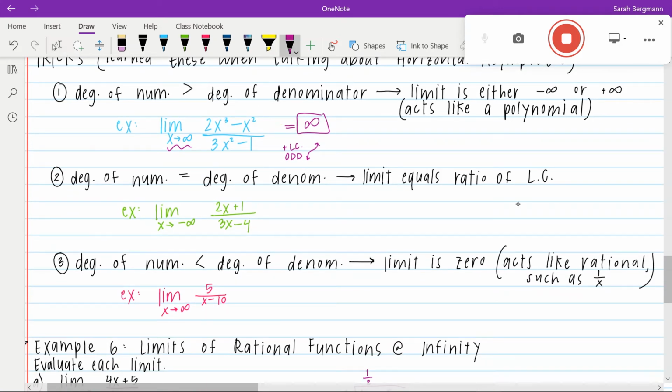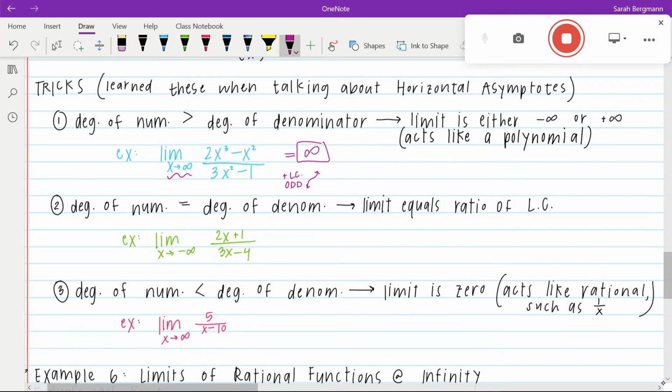Next, if the degree of the numerator is equal to the degree of the denominator, the limit is equal to the ratio of the leading coefficients. Remember back when we were talking about horizontal asymptotes, we said that the horizontal asymptote is at y equals the ratio of the leading coefficients. This time we're talking about limits, but it works the same way.